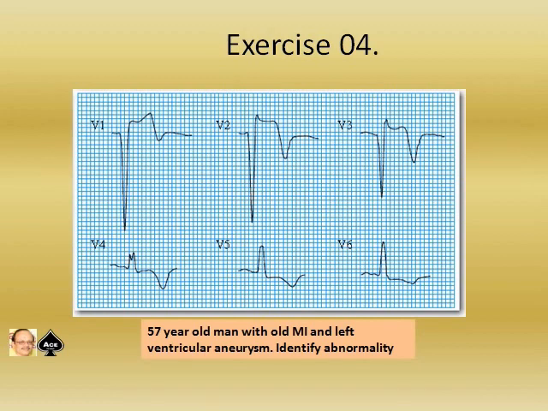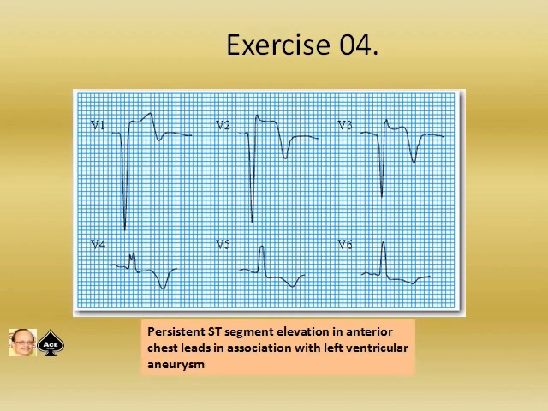In this exercise number 4, I am showing a 57-year-old man with old MI and a left ventricular aneurysm. Identify the abnormality. That shows the persistent ST segment elevation in anterior chest leads in association with the left ventricular aneurysm. This can be diagnosed only if you have an old ECG also, about which I gave the clue in the question.